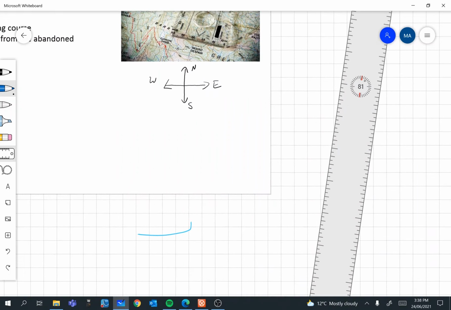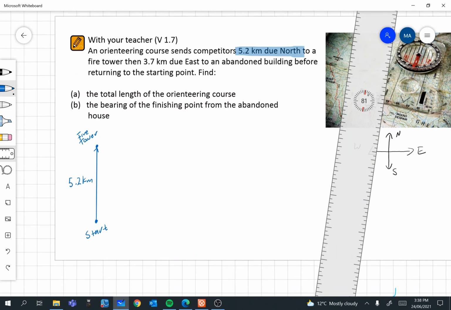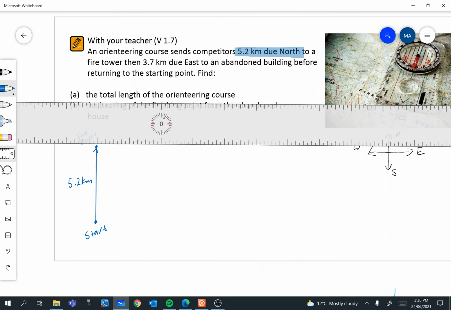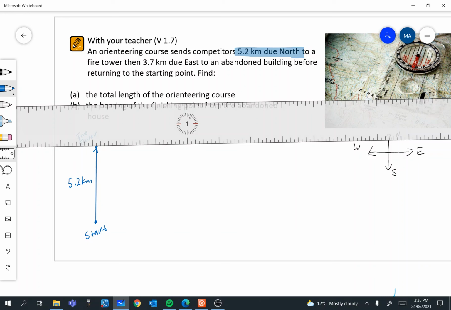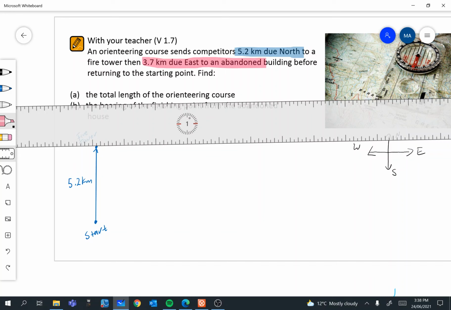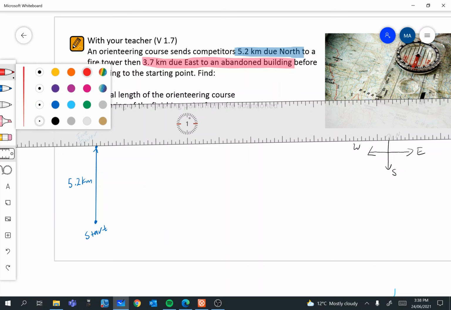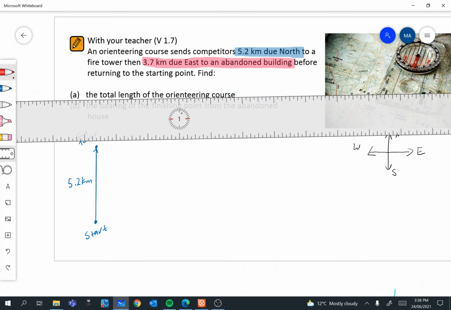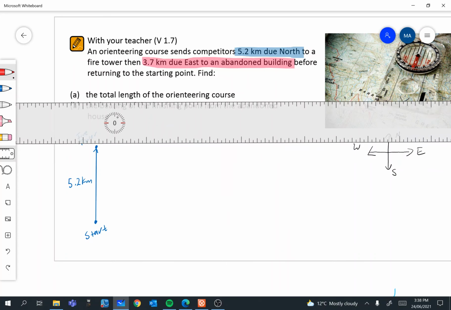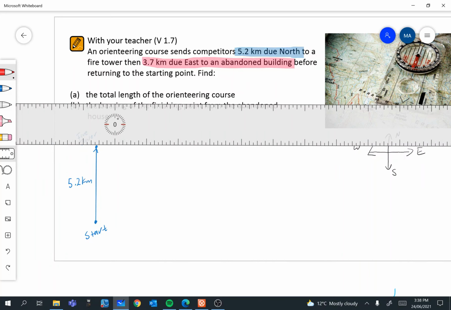From here, they're going to turn due east. So that's to the right of the page. I'll just highlight that here. So 3.7 kilometers due east to an abandoned building. So that means they're going to go to the right of the page. Due east is directly to the right.